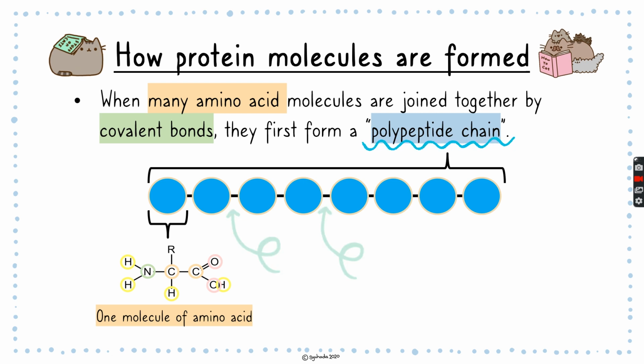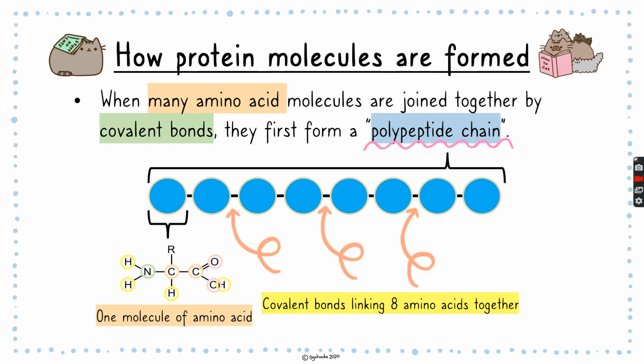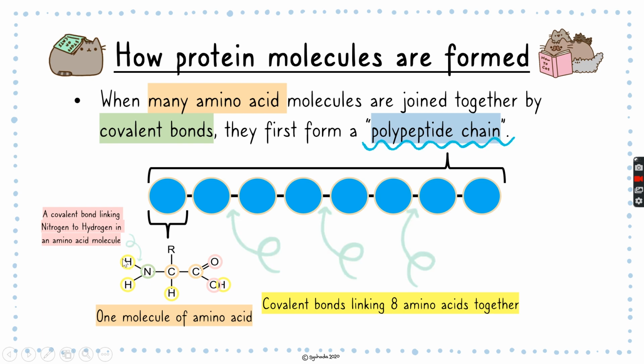Right there, in between each of these amino acids in a polypeptide chain are covalent bonds linking them all. But if you look at the amino acid, they have those lines as well. Inside the amino acid, there are also covalent bonds, but instead of linking amino acids together, they link, for example, nitrogen to hydrogen. So this is how you get amino acids, and it's also how you get a polypeptide chain.